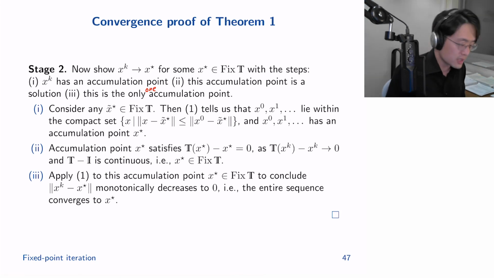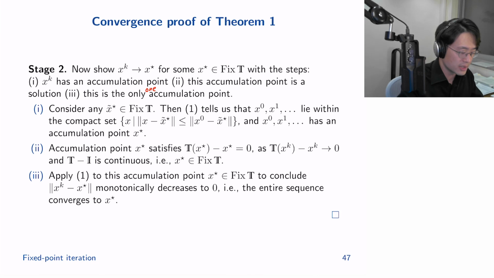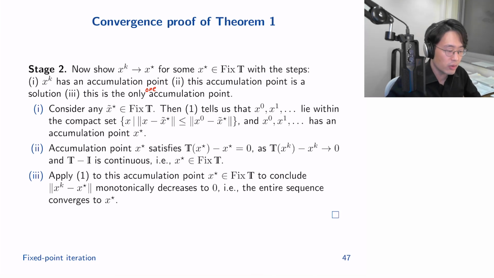Okay, so let's consider any fixed point x̃* for our operator. Then our core inequality applied with this particular fixed point tells us that the xk sequence lies within this compact set. Because if you think about it, what the core inequality tells us, if we ignore the summability term, is that the distance of the iterates to x̃* is non-increasing. Therefore, the iterates lie within this particular compact set, and therefore the iterates have an accumulation point.